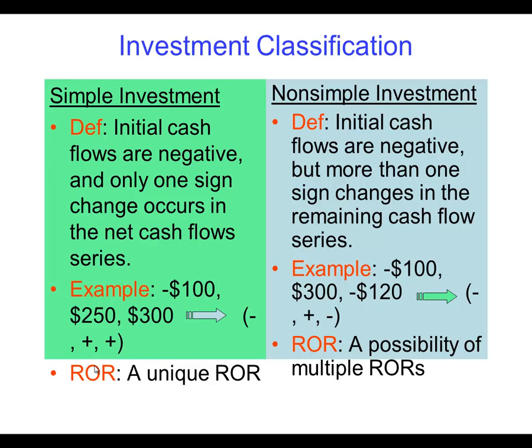With the non-simple investment, the initial cash flow is negative, but there is more than one sign change in the remaining cash flow series. So for example, we have $100 at the beginning, which is the capital cost, then I will gain 300, then I will incur some other cost which is minus 120 and so on. So it's negative, positive, negative. And in this situation, there is a possibility of multiple rates of return.